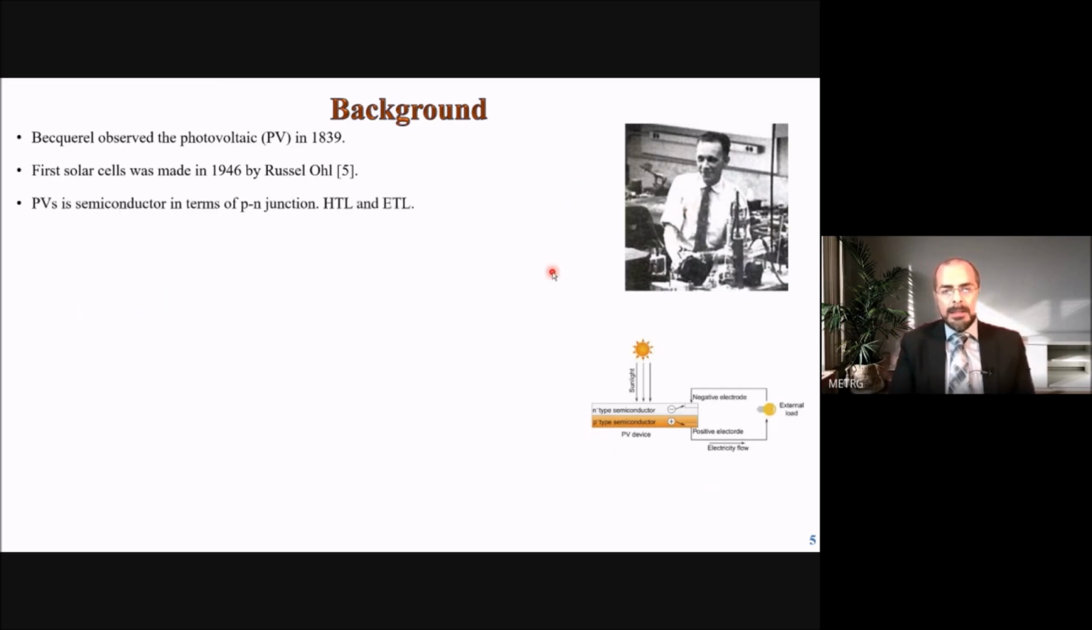Photovoltaics basically is a semiconductor device made of two junctions. If you know semiconductors, they consist of P-N junctions, where you have the P junction attached to the N junction. The P junction has holes as the majority charge carriers, so we will call it the hole transport layer, or HTL, in the future. And the other, the N junction, has electrons as the majority charge carriers. We call it ETL, electron transport layer.